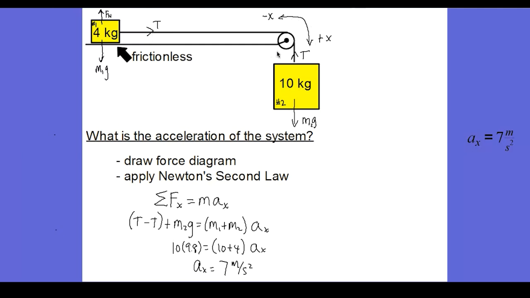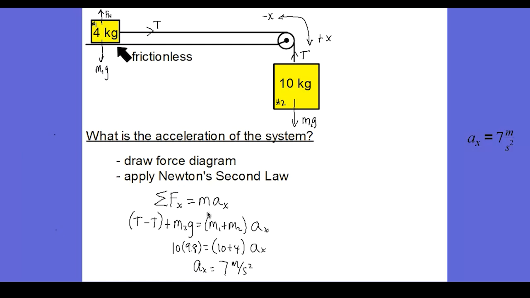So if I look at this whole thing as a single system, the tension in the string is an internal force. One of them points in the positive direction, one of them points in the negative direction, so they cancel each other out, as we expect with internal forces. Then the weight of the 10 kilogram block is the only force now in the x direction, because we have said up here that this surface is frictionless.